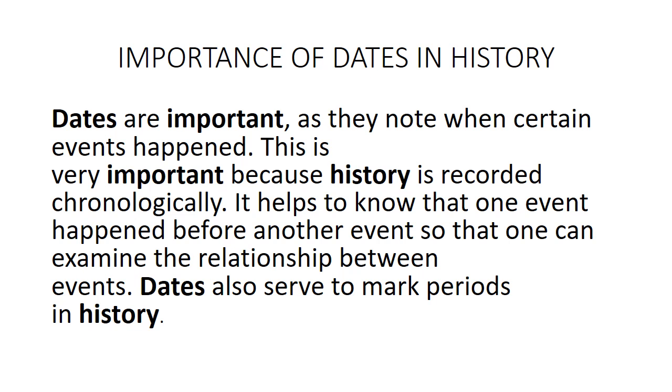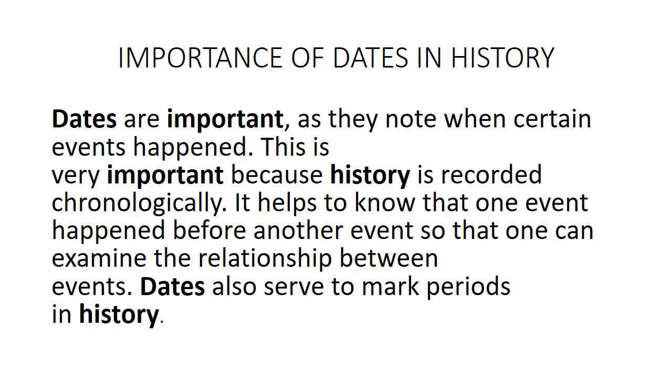So students, let's move to the next topic, that is importance of dates in history. How do we decide which set of dates is important? Do we have any criteria to follow? Certain dates around which we build up our story of the past become vital when we focus on a particular set of events as important. So, dates are important as they note when certain events happen. This is very important because history is recorded chronologically. It helps to know that one event happened after another event, so that one can examine the relationship between events.